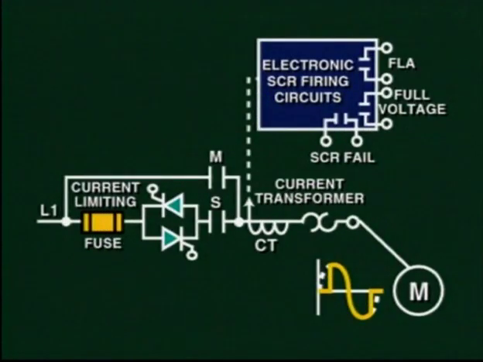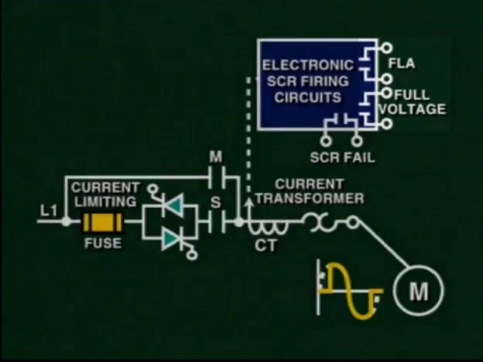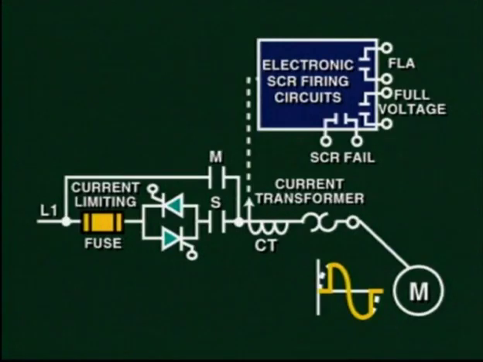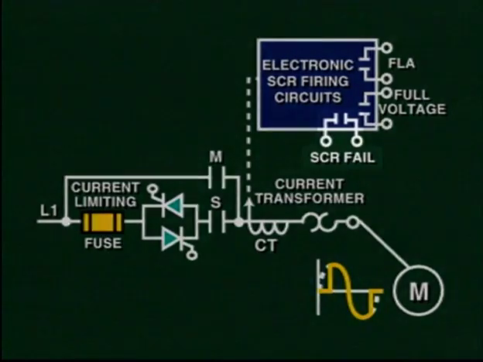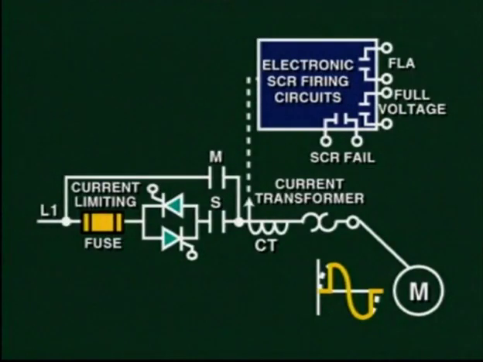The starter usually provides contact closures to indicate that the full load current and full voltage has been achieved. This information may be utilized in other control circuits if other motors should be started once full speed is accomplished. Other features may include a contact trip indication of an SCR failure. In this case, the motor can be disconnected from the circuit.